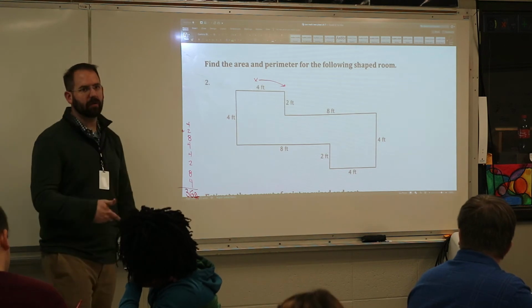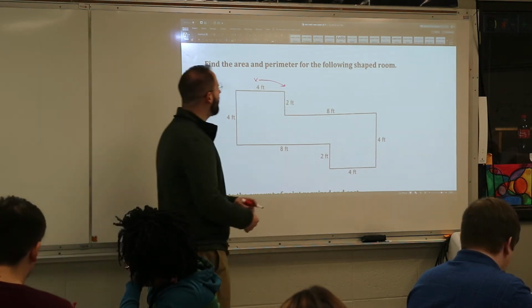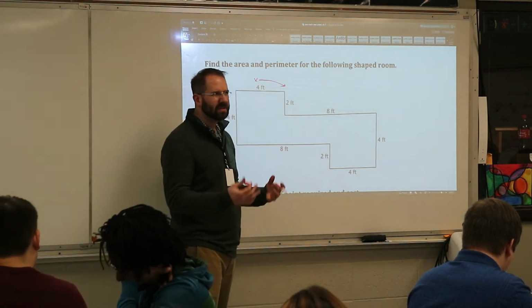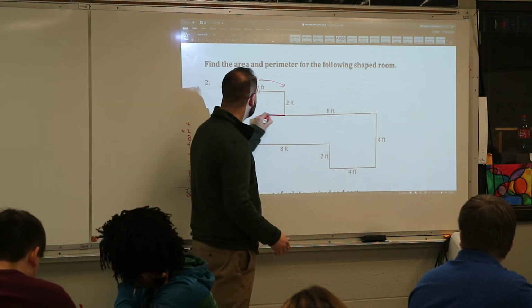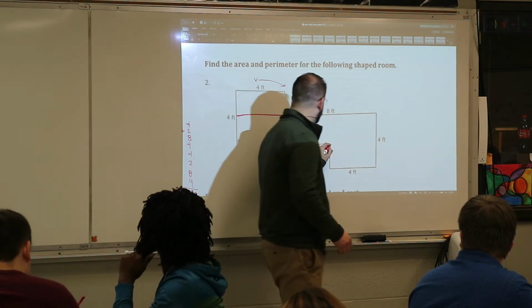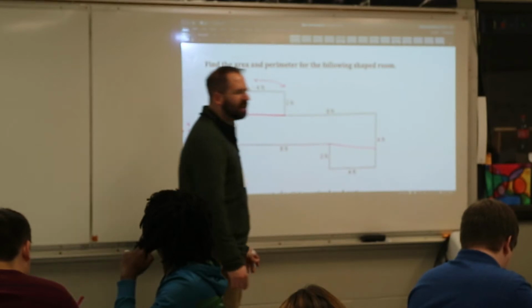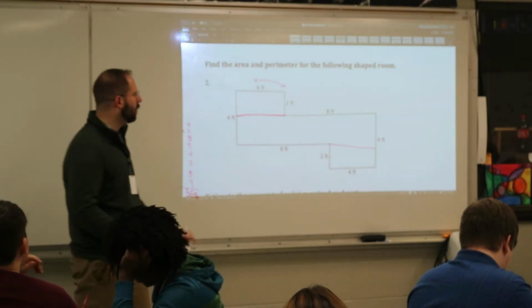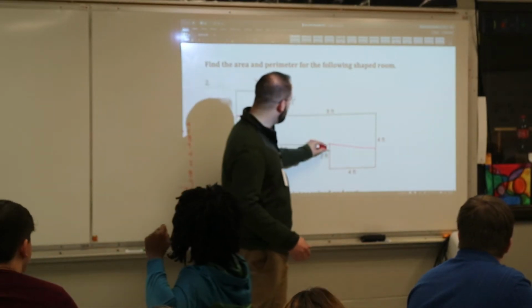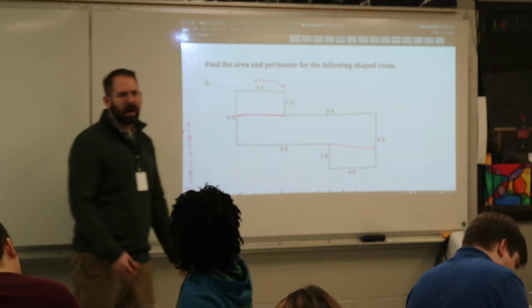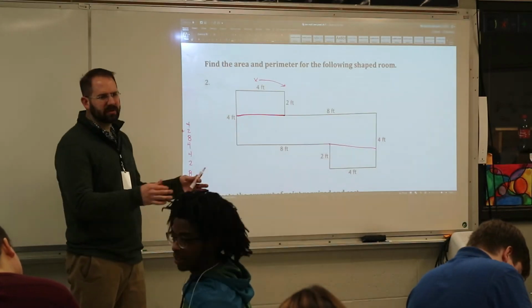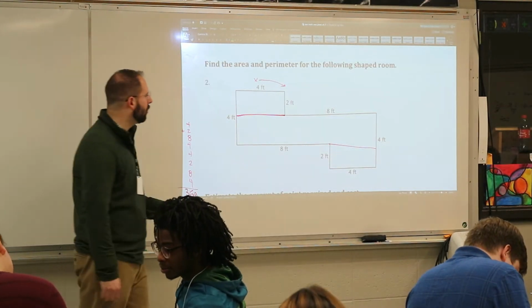Now, find area of the room. This is where it comes down to how you want to do this. This is how I see it. Some people don't see it that way. Some people want to draw the lines up and down. It's just how you want to do it. I'll do it this way once, and then the other way. You can see it both ways.